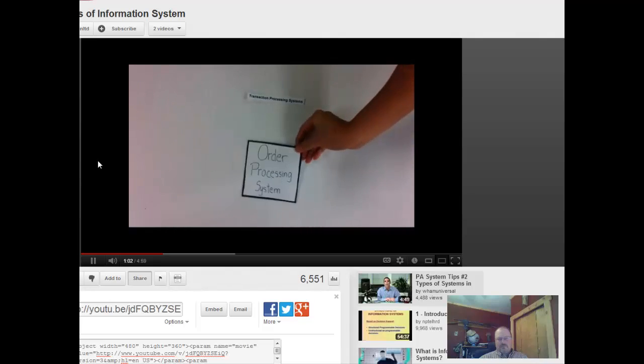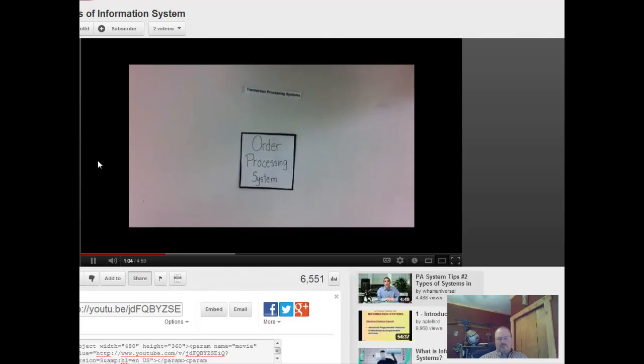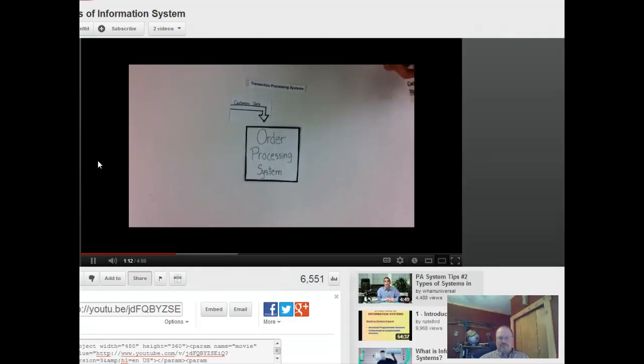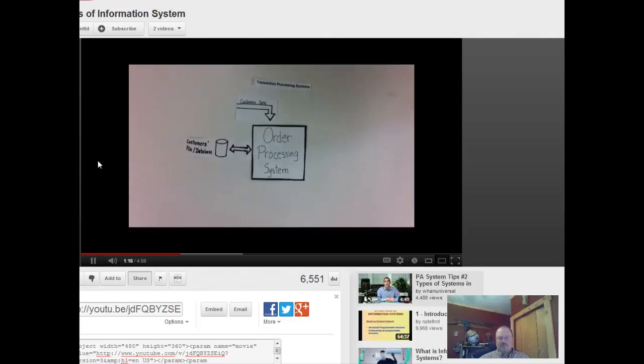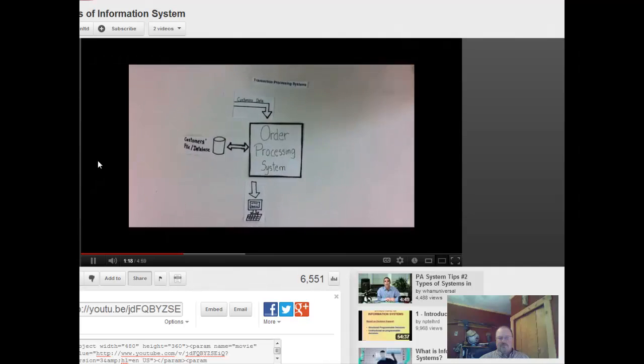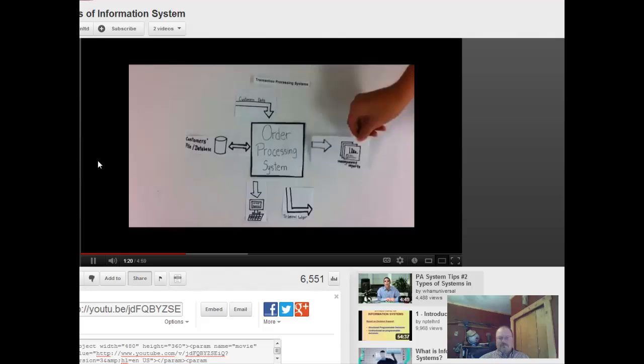Jimmy uses a type of transaction processing system, TPS, called the Order Processing System, OPS. This OPS is used to record customer data. This system will then convert the customer data into customer files and database, which will be sent to online queries, general ledger, and management reports.